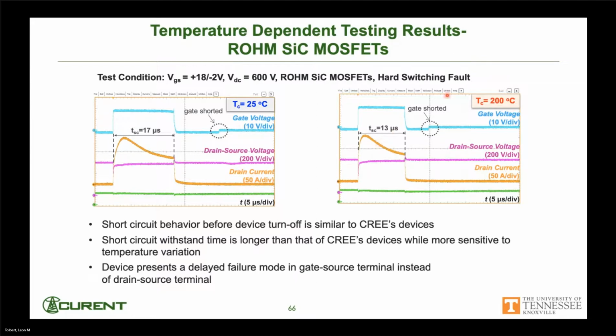If you're starting out at a higher temperature to start with, that short circuit current does not take as much time to then push it on up to a temperature that damages the device. If you're starting out at a lower temperature like 25, it should take longer to heat that device up to where you have a failure.